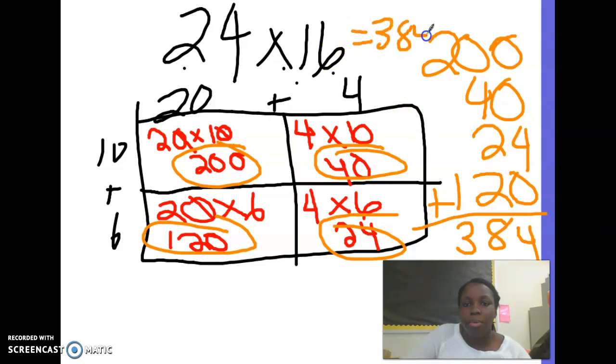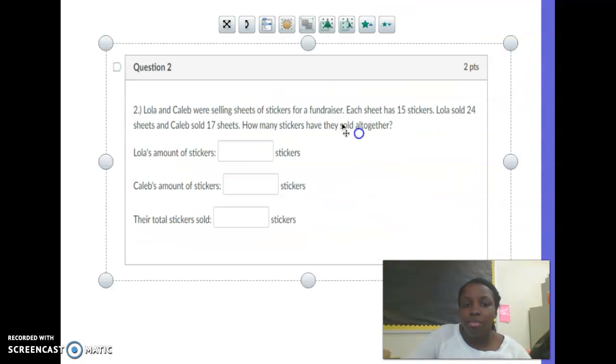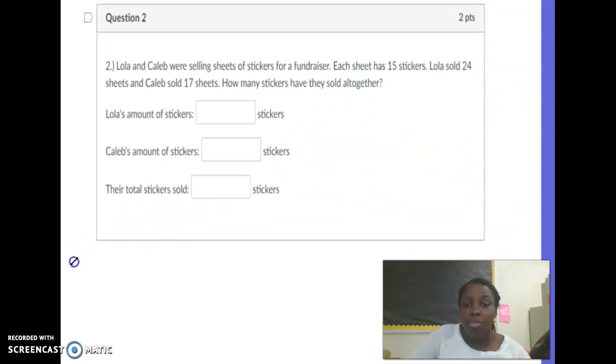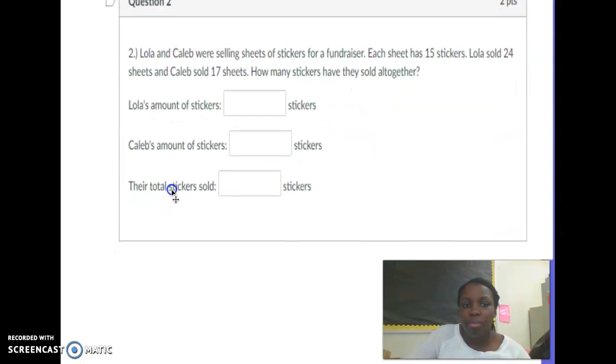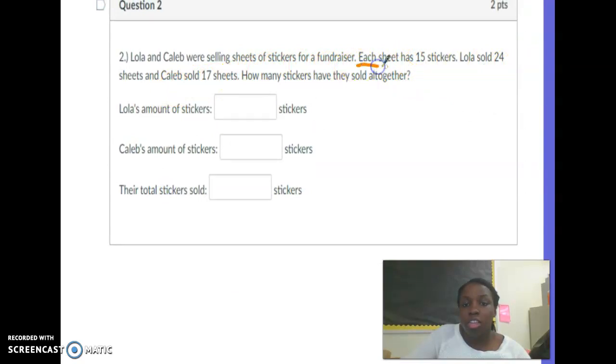So this is what you're going to be working on today: multiplying a two-digit by two-digit number. All right, so we're going to do another problem. This is question number 2 on your Canvas today, so make sure you're ready. It says Lola and Caleb were selling sheets of stickers for a fundraiser. Each sheet has 15 stickers. Lola sold 24 sheets and Caleb sold 17 sheets. How many stickers have they sold altogether?